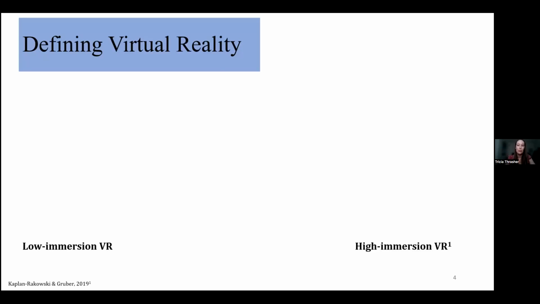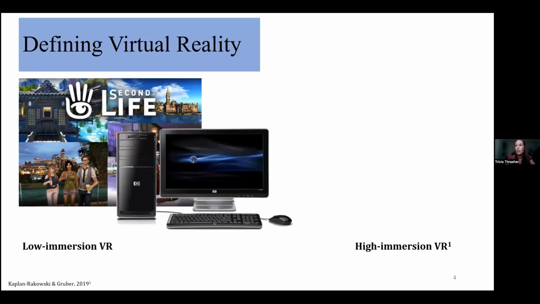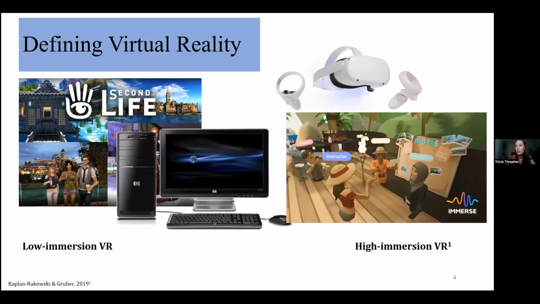Very broadly, we can break VR into two categories. We have low immersion virtual reality, and that is really accessing something via a computer desktop, so not involving any headsets. If you're familiar with Second Life or even things like The Sims, that could be considered low immersion VR in terms of how we've defined it in the research. And then high immersion VR is always accessed using a headset.